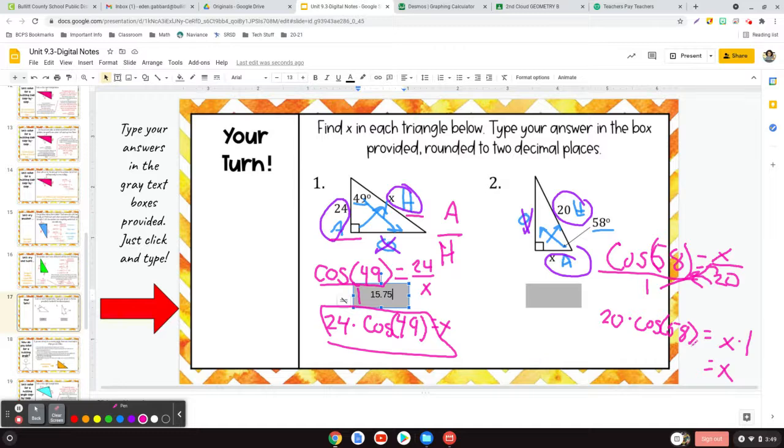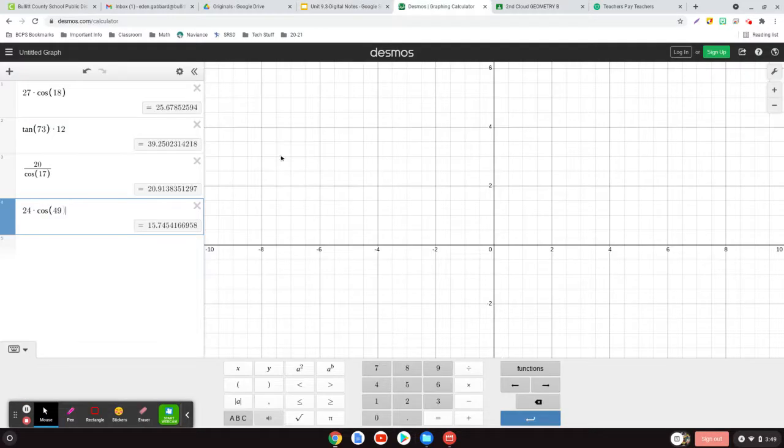So 20 times the cosine of 58. We come back here, we do 20 times the cosine of 58, and we get 10.598, which the 8 tells the 9 to round up. So this comes to 10.60.